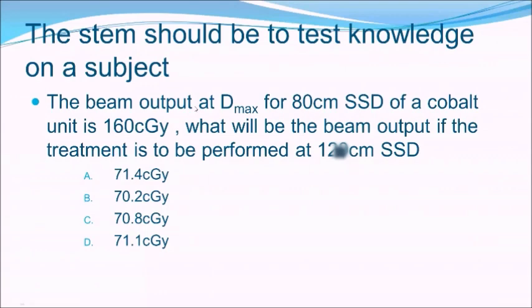So here, you can also call it a tricky question, but there is a learning objective which I want to test. The beam output at Dmax for 80 centimeter SSD of a cobalt unit is 160 centigray. What will be the beam output if the treatment is to be performed at 120 SSD? Usually the student will do 80 square by 120 square, forgetting to add Dmax. I said cobalt, so it has to be 80.5 and 120.5. So I want to test whether the student knows that the output is stated at Dmax, and that makes a difference in the calculation.